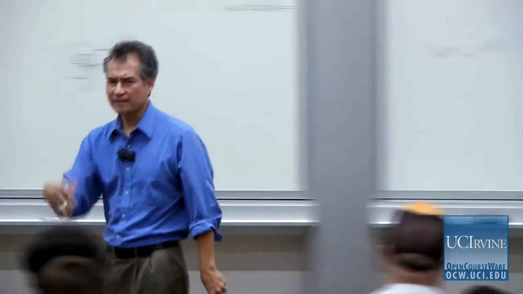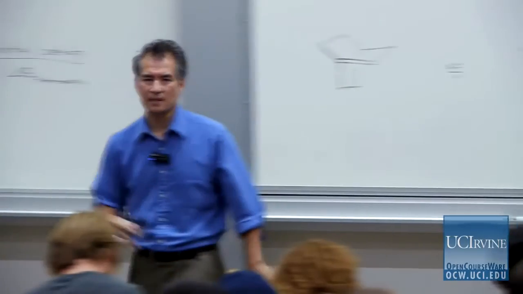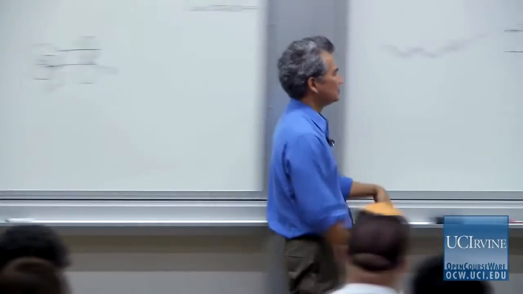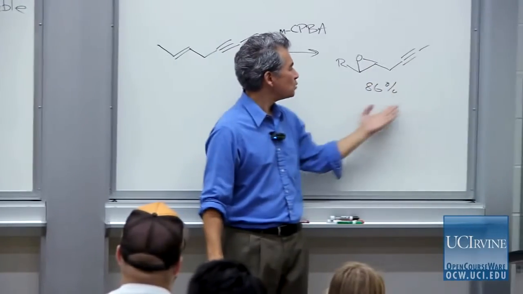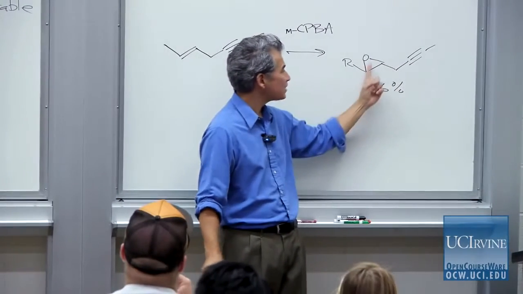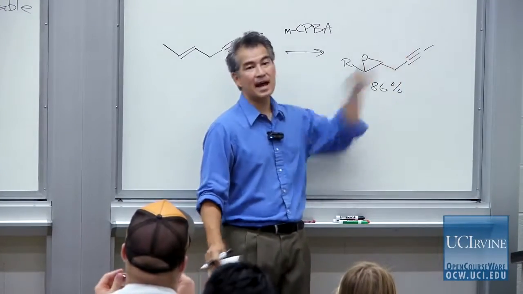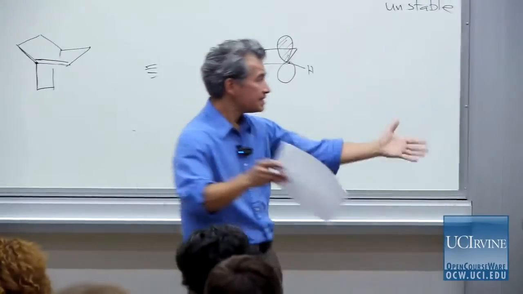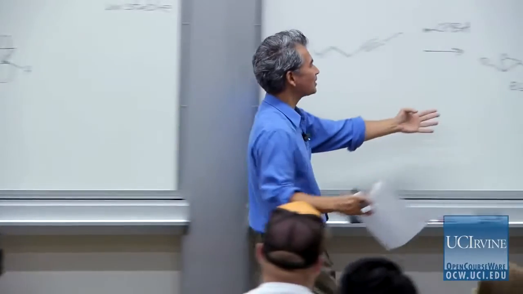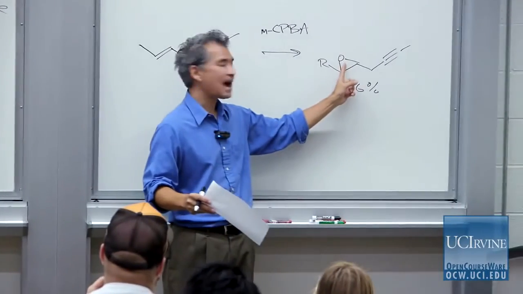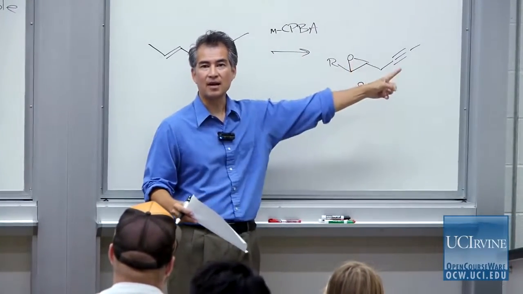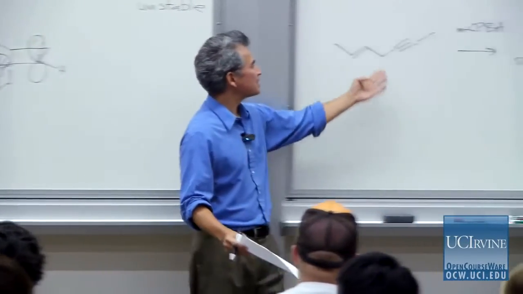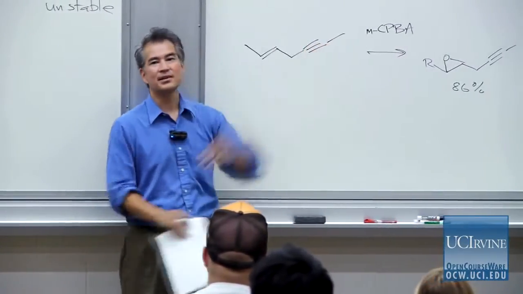And it has nothing to do with the fact that the oxirane, the epoxide you would make from the alkyne, would be unstable. I mean, sure, it would be unstable, but you would not get an 86% yield of this product if this were reacting faster. What it tells you is that at least 86 out of 100 molecules were epoxidizing faster on the alkene than on the alkyne. And you can't argue that that's happening because of steric hindrance, because this is less hindered.